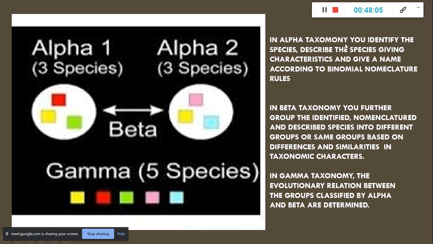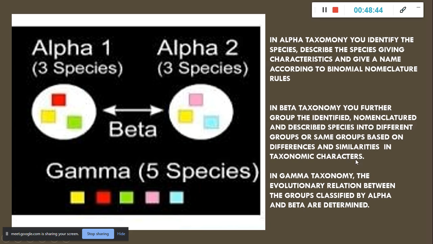So in alpha taxonomy, you identify the species, describe the species, giving characteristics and give a name according to binomial nomenclature. In beta taxonomy, you further group the identified, nomenclatured and described species, but this is what you did in the alpha taxonomy, into different groups or same groups. You can keep them together or different on the basis of differences and similarities in taxonomic characters. What are the taxonomic characters you have studied? Morphology, ecology, geographical, molecular, biological, all these are taxonomic characteristics.